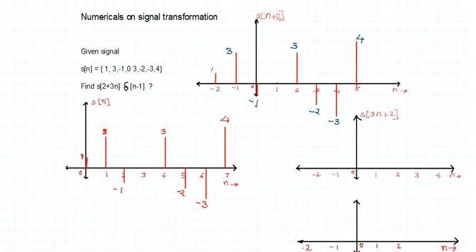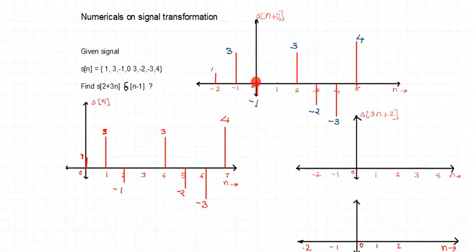So minus 2 by 3 turns out to be around minus 0.66. So minus 0.66 is a non-integer value. We discard it. We don't plot any non-integer base. Right? So this sample gets discarded in the process of scaling. What happens to the sample at minus 1? Minus 1 by 3 is again a non-integer value. So this sample also is lost, does not appear after scaling.